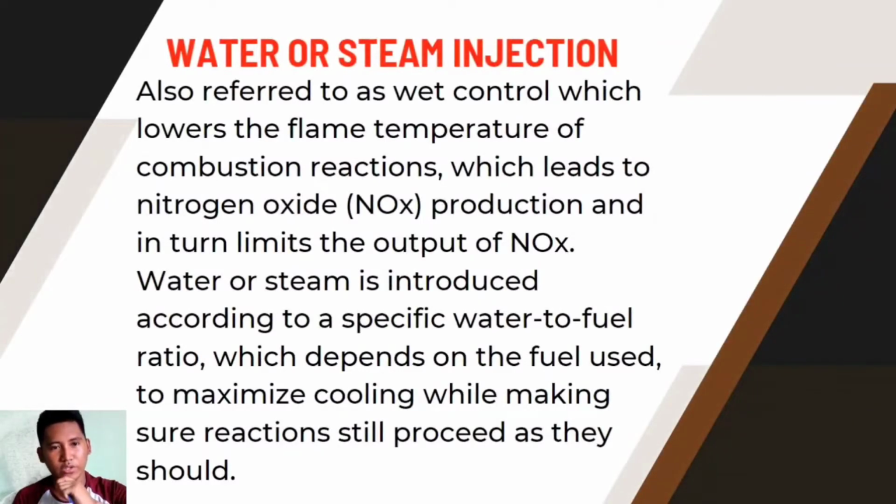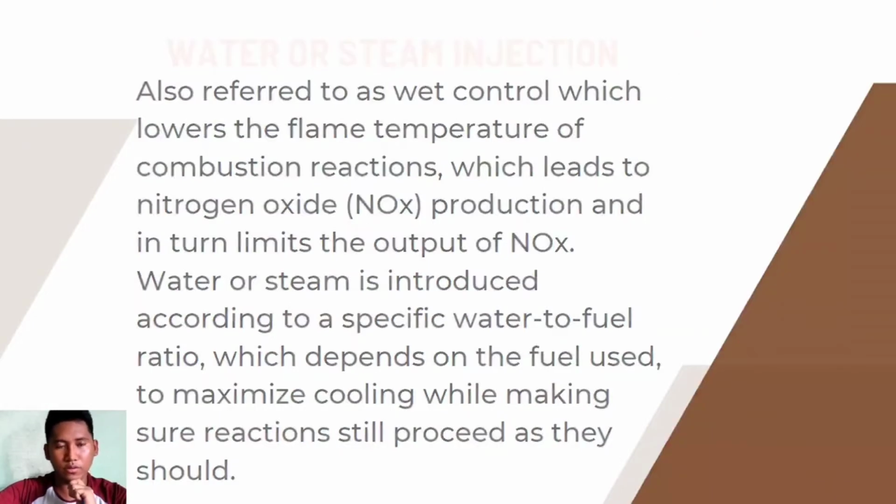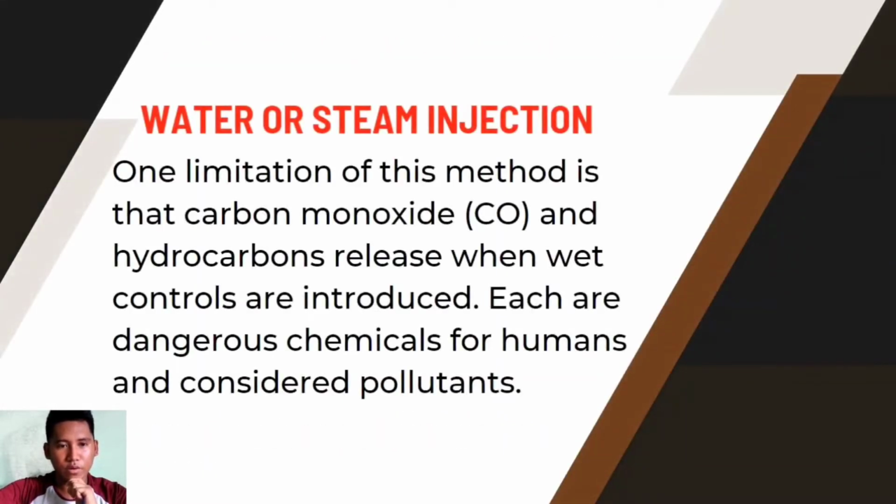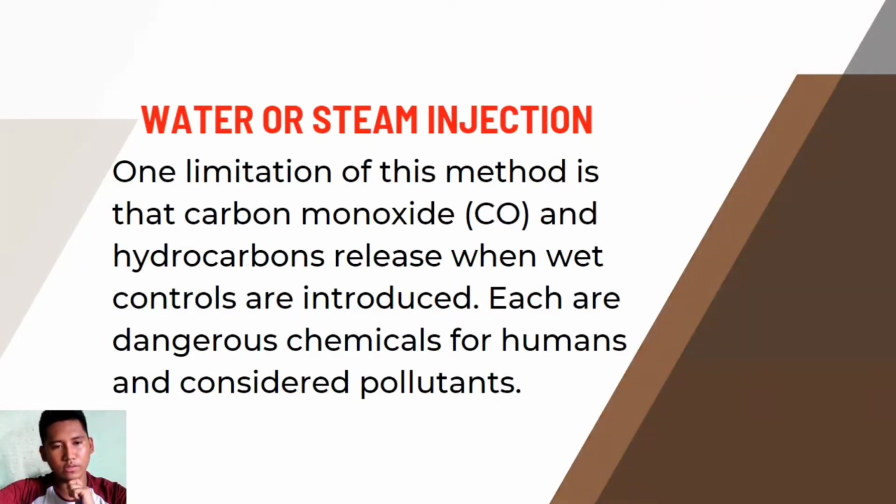Water or steam injection, also referred to as wet control, lowers the flame temperature of combustion reactions, which leads to less nitrogen oxide or NOx production and in turn limits the output of NOx. Water or steam is introduced according to a specific water to fuel ratio, which depends on the fuel used, to maximize cooling while making sure reactions still proceed as they should. One limitation of this method is that carbon monoxide and hydrocarbons are released when wet controls are introduced. Both are dangerous chemicals for humans and are considered pollutants.